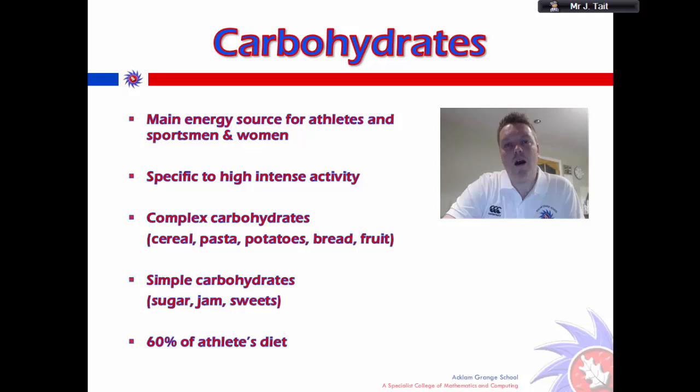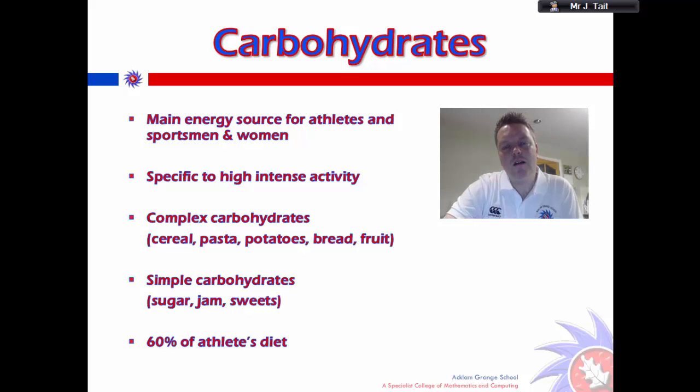Whereas the simple carbohydrates are a much quicker source of energy. So you may hear of people eating some kind of sugary, jam or sweets based substances at half time or right before an event, because that gives you that instant boost of energy. You wouldn't necessarily have a whole bowl of pasta or a bowl of cereal right before an event. That's the type of thing you'd have in the morning to give that slow release energy.